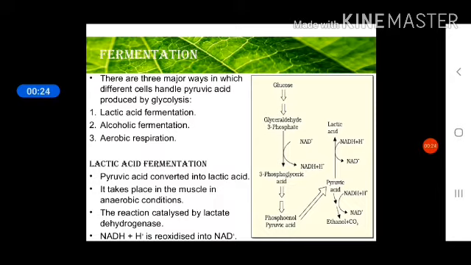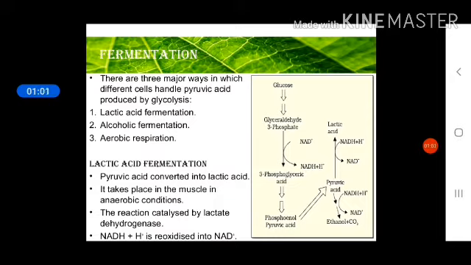So what is fermentation? There are three major ways in which different cells handle the pyruvic acid produced by glycolysis. One is lactic acid fermentation, another is alcoholic fermentation, and the third is aerobic respiration. The upper two, lactic and alcoholic fermentation, are methods of anaerobic respiration, and the third one is aerobic respiration. Okay. So, lactic acid fermentation first.